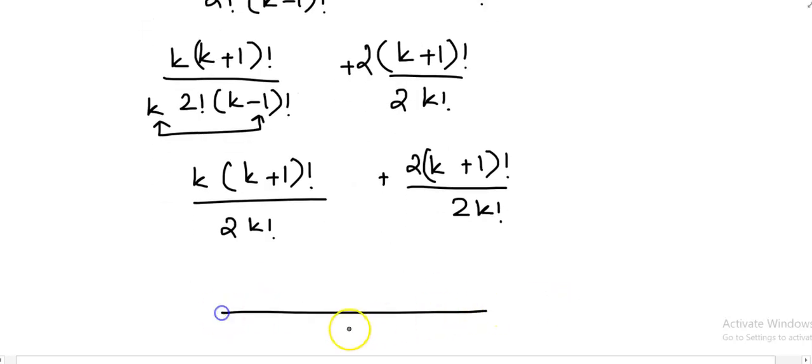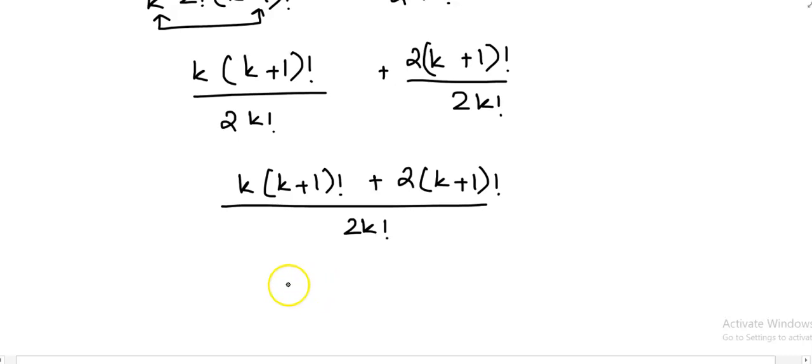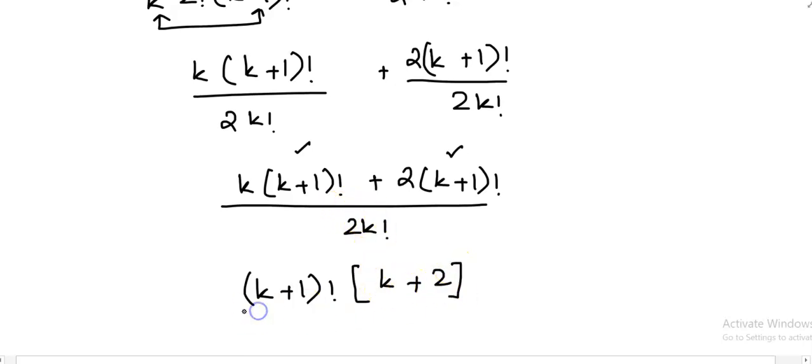So I can take 2k factorial as the denominator, because the denominator is the same now, so I can write them as one single fraction, and then I'm left with k times k plus 1 factorial plus 2 times k plus 1 factorial, right? Now is there anything that I can take common? Yes, I can do that, and this becomes k plus 1 factorial. Now if I look into this and this thing, I have k plus 1 factorial as common, so I'm left with k plus 2 and all of this divided by 2k factorial.